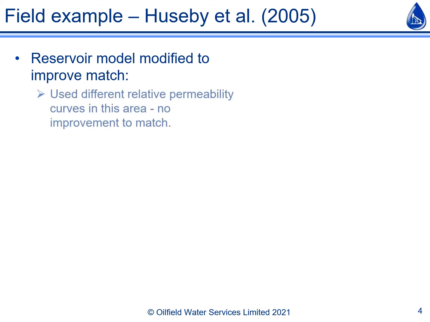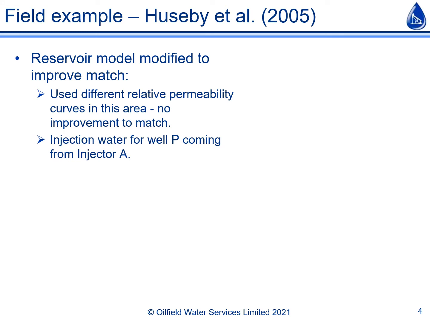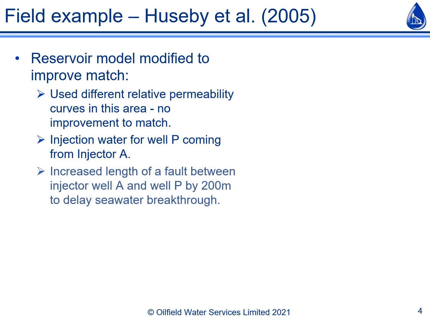Initially, different relative permeability curves were used for the P area, but these did not improve the match. So the tracer tracking option in the model was then used to determine where the injection water entering well P in the model was coming from. This showed that this was dominated by injection water from injector A during earlier production where the match is poor. It was found that water from injector A had to travel around a fault to reach well P, and by increasing the length of this fault by 200 meters, this could delay seawater breakthrough in this well.